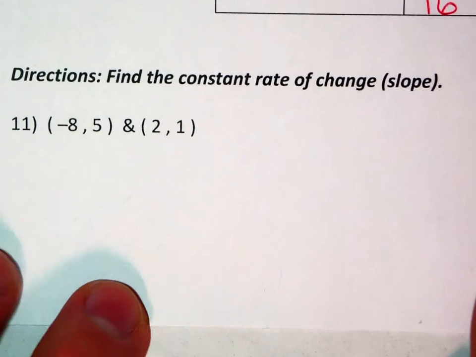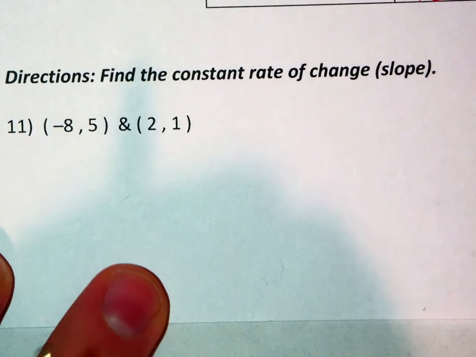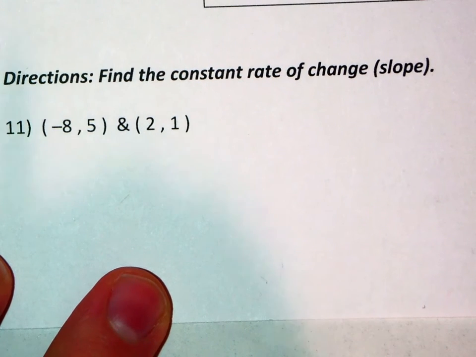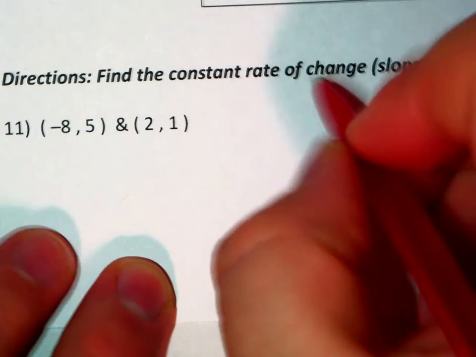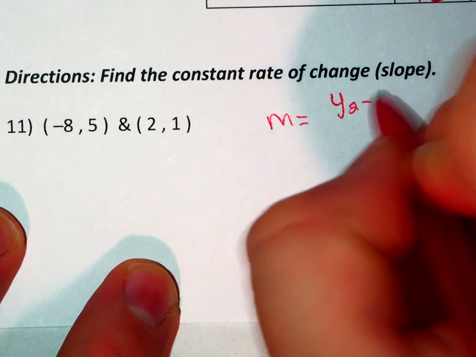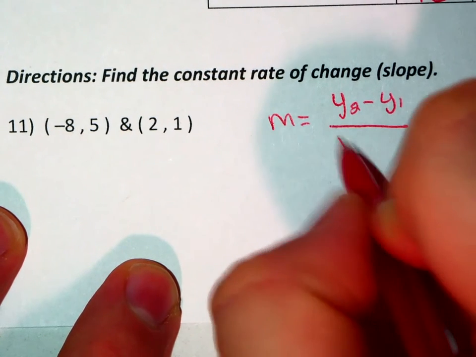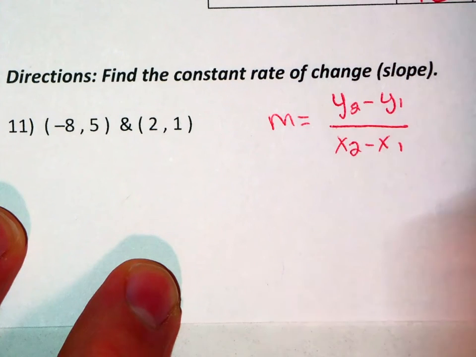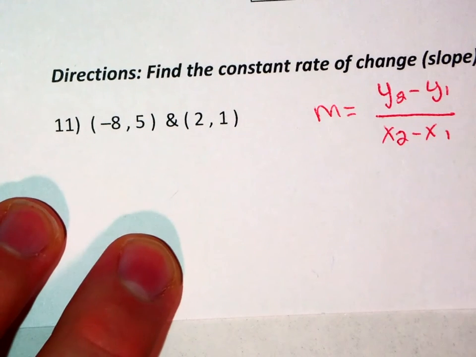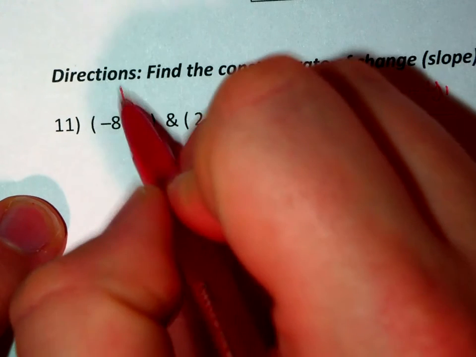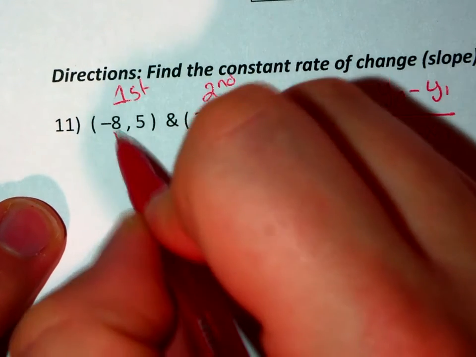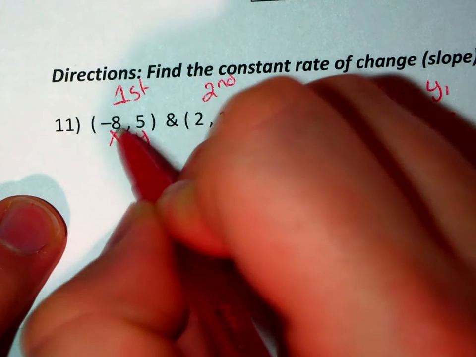Alright, last two problems on this page ask us to find the constant rate of change, or the slope. And we used a specific formula for finding slope. Hopefully this looks familiar. M equals y2 minus y1 over x2 minus x1. And now all I need to do is figure out which one of these values are which. Well, I have my first term and my second term. I have an x value and a y value.